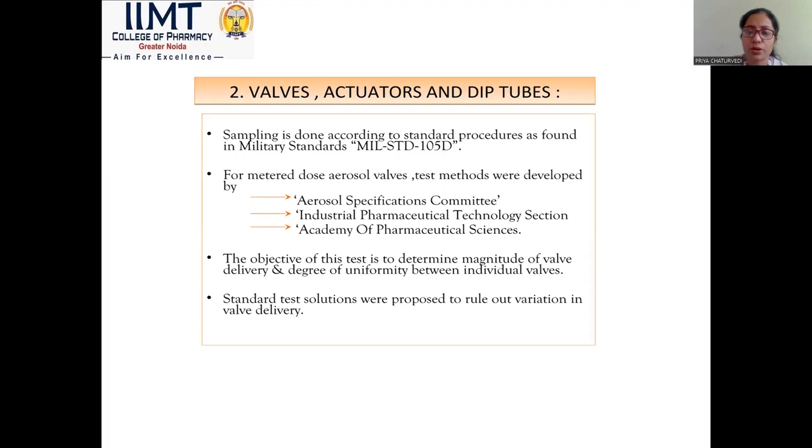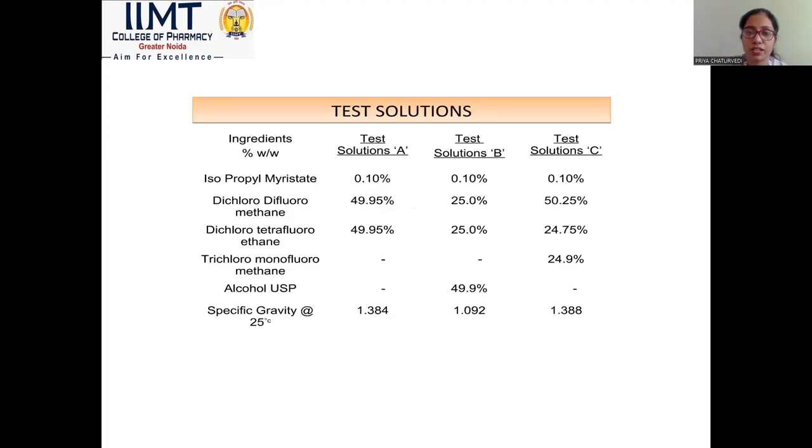Sampling is done according to the standard procedures for metered dose aerosol valves. The test methods which were developed by the Aerosol Specification Committee, the Industrial Pharmaceutical Technology Section, the Academy of Pharmaceutical Sciences are used. The objective of this test is to determine the magnitude of valve delivery and the degree of uniformity between the individual valves. Standard test solutions were proposed to rule out variations in the valve delivery.